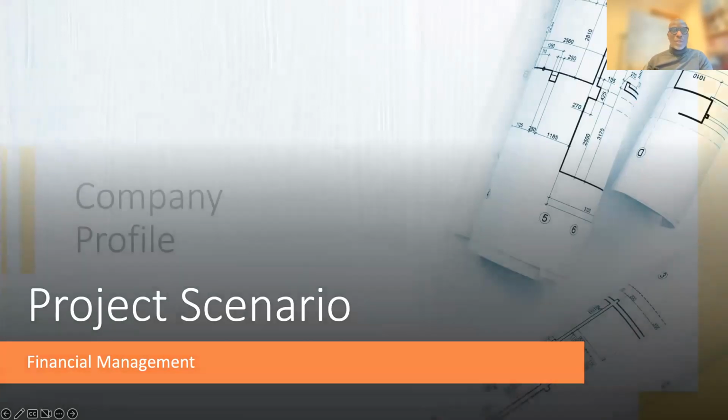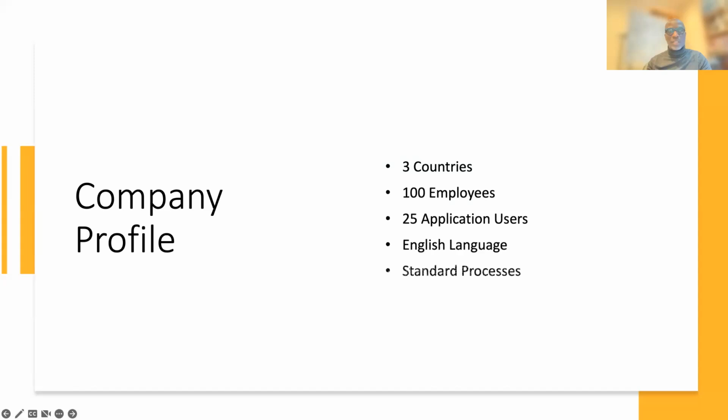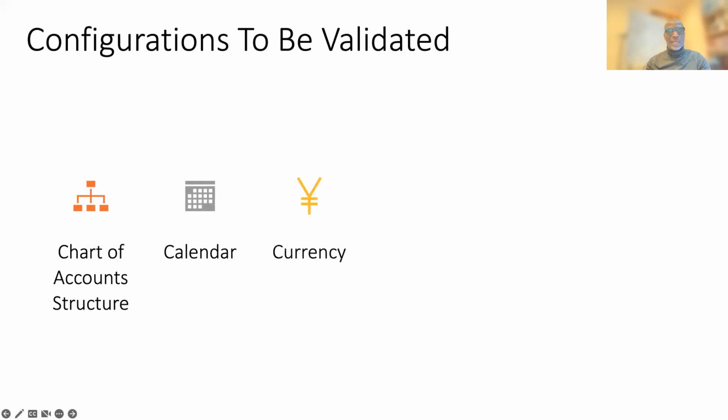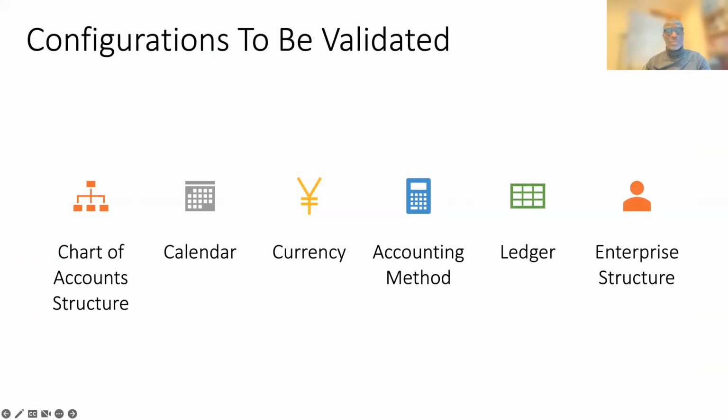It's a bit like this is our requirements document for us to deliver something after we've gone through the questionnaire. So from a company perspective, the company profile, we know that it's 3 countries. We know that they have about 100 employees. We know that they have about 25 application users. English is the core language, and they're going to be using standard processes. Out of that, the configurations that we need to validate will be our chart of account structure, the calendar, currency, the accounting method, the ledger, and also the enterprise structure. This is from a financial management perspective. Every module will have its own different configuration that needs to be validated.